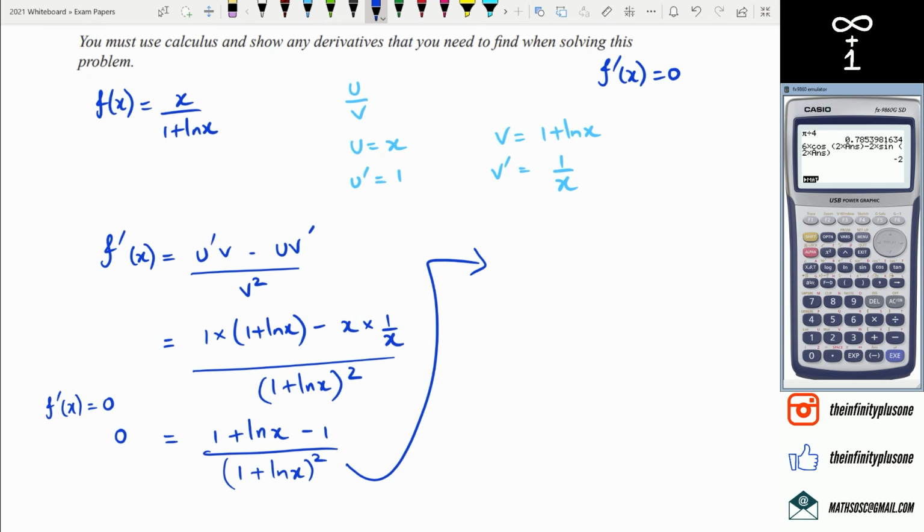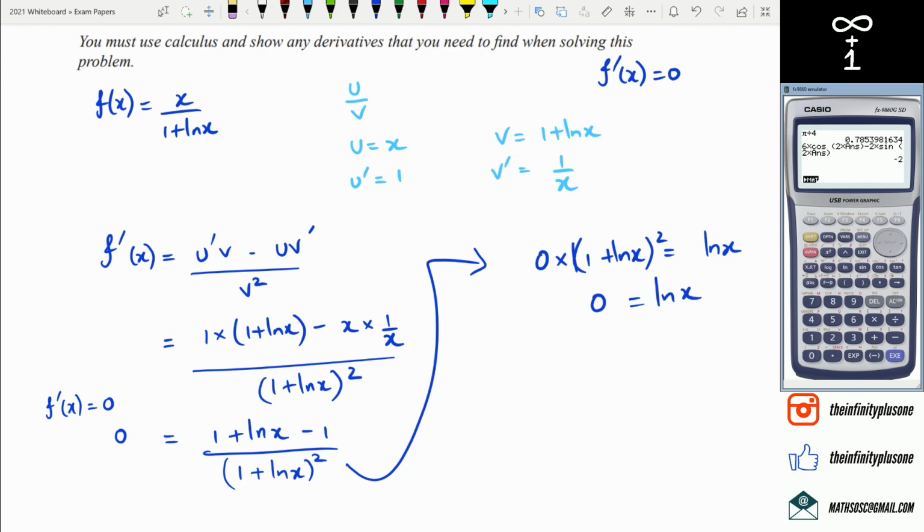Now cross multiplying, I am bringing the 1 plus ln of x squared to the right hand side, and because it's being multiplied by 0, that's going to end up being 0, but I'll write it down anyway. And all of this is equal to ln of x, because 1 minus 1 is 0. Now 0 times 1 just goes to 0, and then we've got 0 equals ln of x, which means x is equal to 1.